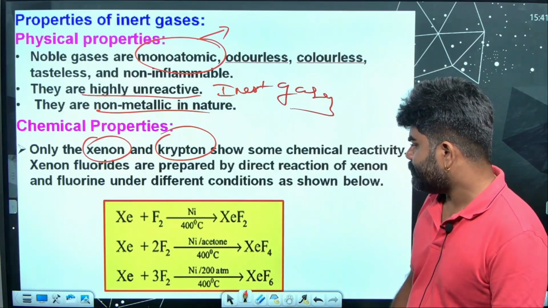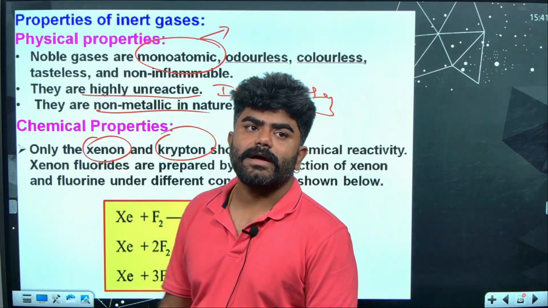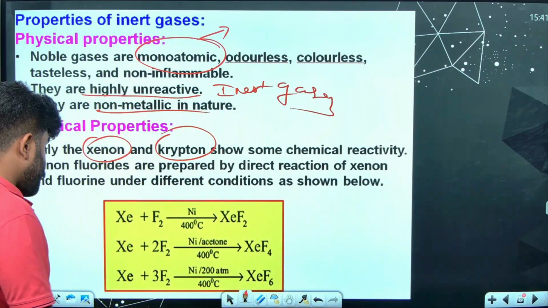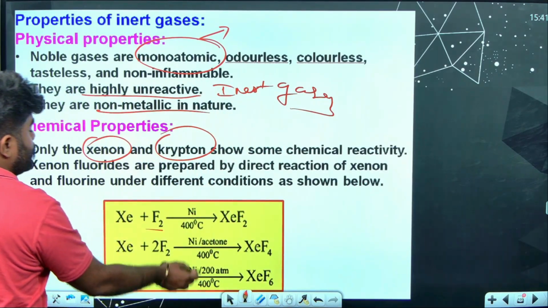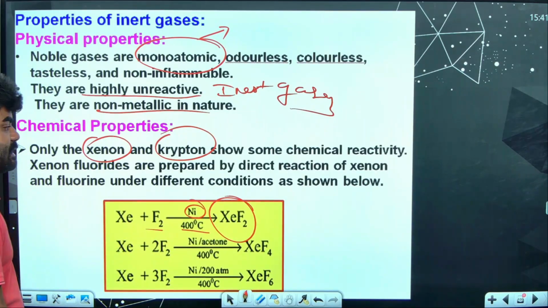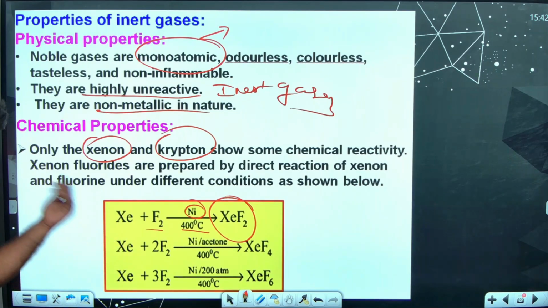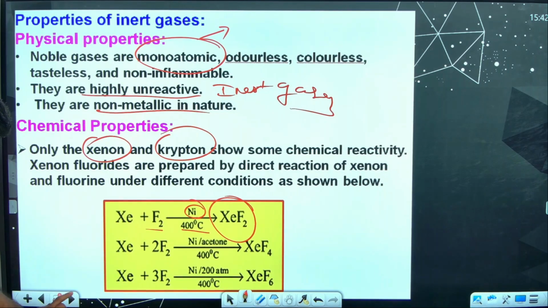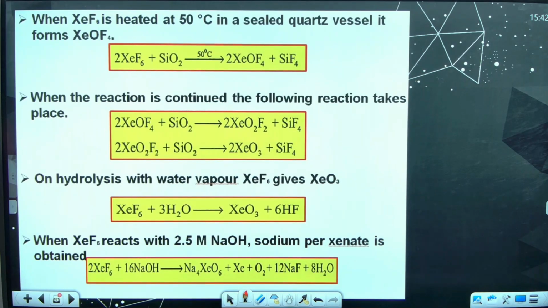So let us see the reactions given by xenon. Xenon upon reaction with fluorine in the presence of a catalyst nickel at 400 degrees Celsius forms xenon difluoride, and nickel in presence of acetone at 400 degrees forms xenon tetrafluoride. Similarly, with the same nickel catalyst at 200 atmosphere pressure and 400 degrees Celsius it forms xenon hexafluoride. So in this manner different xenon compounds are possible.